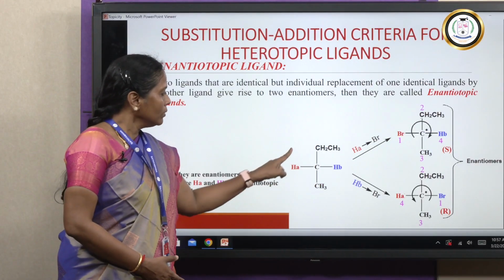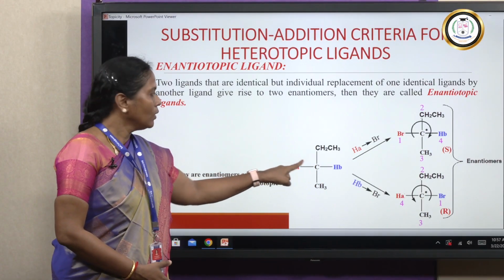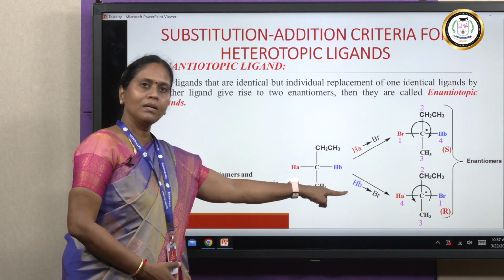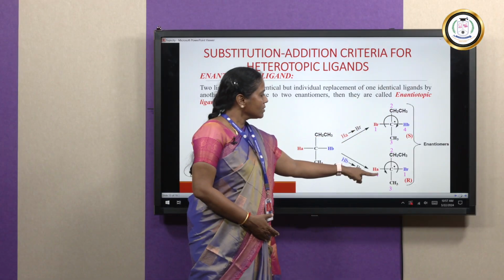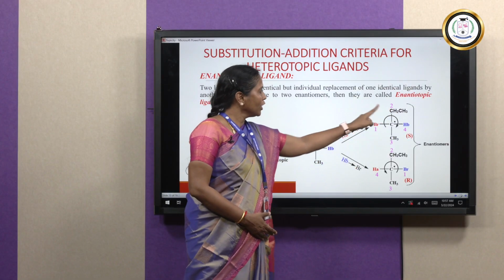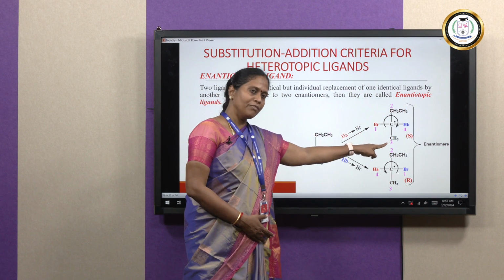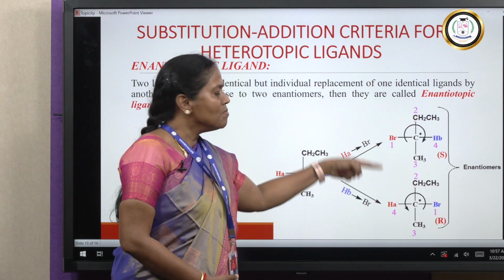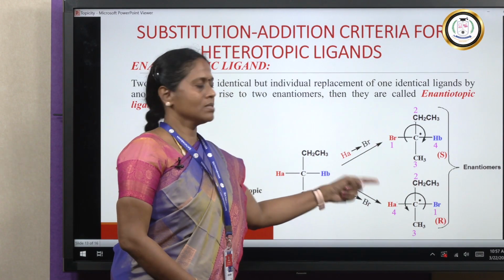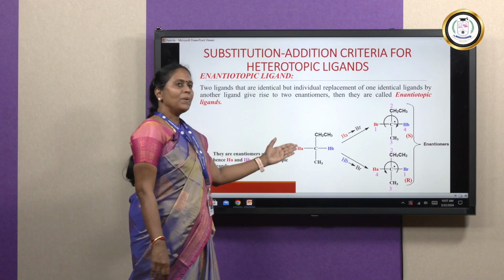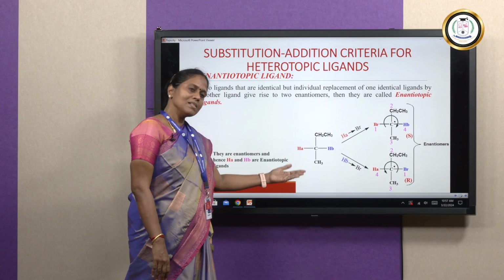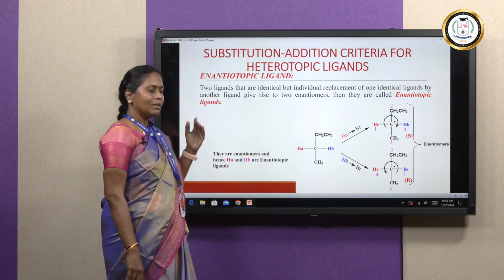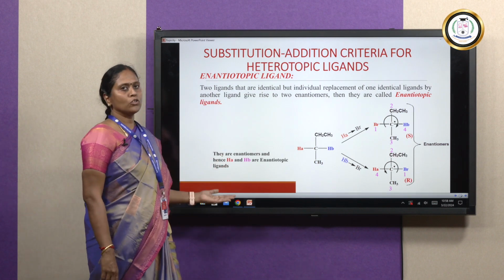If I take this compound again, this is a prochiral center which has HA and HB. Now, I am replacing HA and HB by Br. So, I am resulting in two structures. The stereochemistry tells that the first molecule has an S configuration and the second molecule has an R configuration. So, they are mirror images. Therefore, they are enantiomers. Since the replacement of the ligands by different ligands is resulting in enantiomers, these HA and HB are heterotopic and they are enantiotopic in nature.